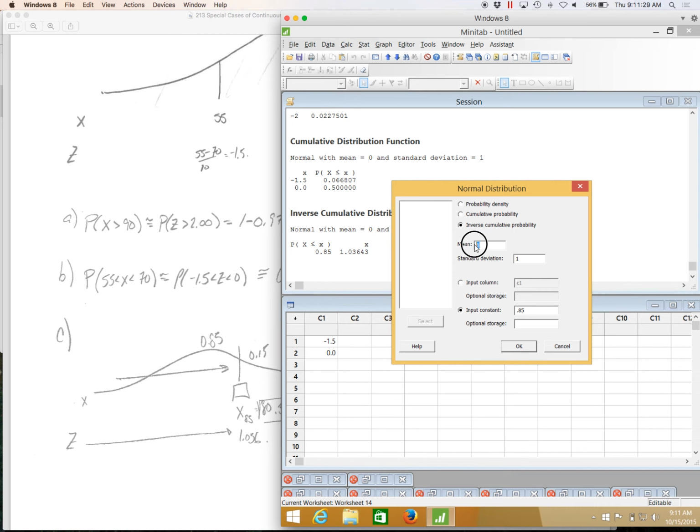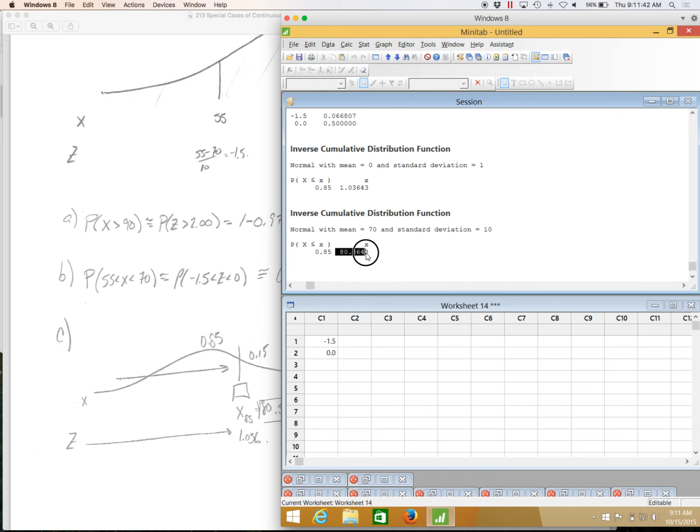Okay, so here I can also say if the mean was 70 and the spread was 10, then the inverse of 85%, or the 85th percentile, is 80.3643.